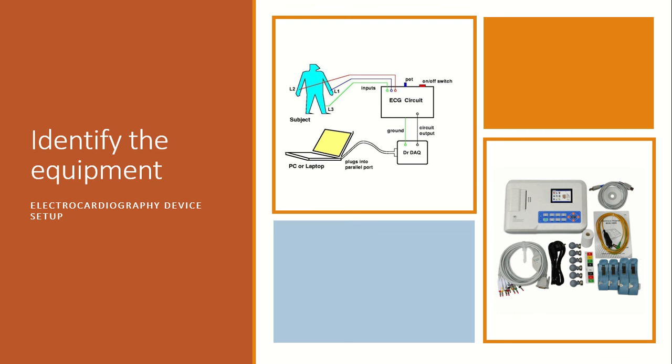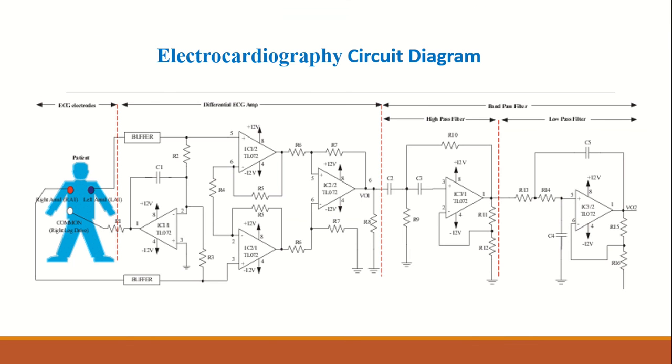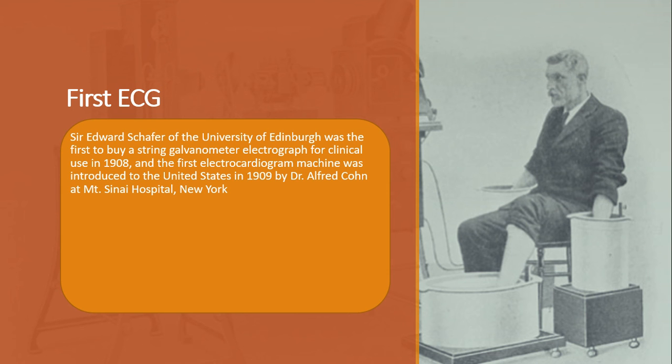And here is the electrocardiograph device setup. As we can see here, this is the device and the whole cables, and here is the block diagram for how it works. And here, as we can see, this is the circuit diagram of the device. And here, this is the first ECG.